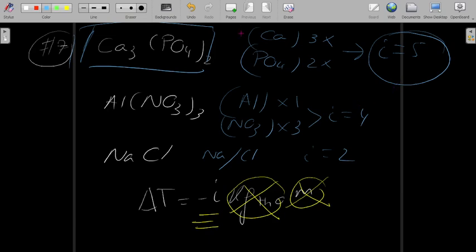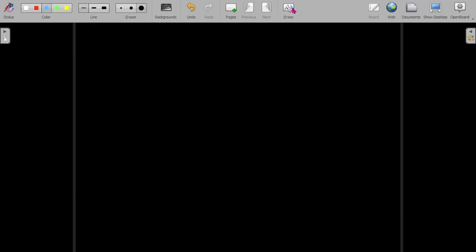And now let me erase these. Moving on to number 8. And if you have questions, ask. But you're going to have some on your own to do that are similar to these. So pay attention, please. What is the freezing point of a solution that is made by dissolving 10 grams of potassium fluoride in 100 grams of water? You've been doing this kind of problem, so it should not be too complicated.